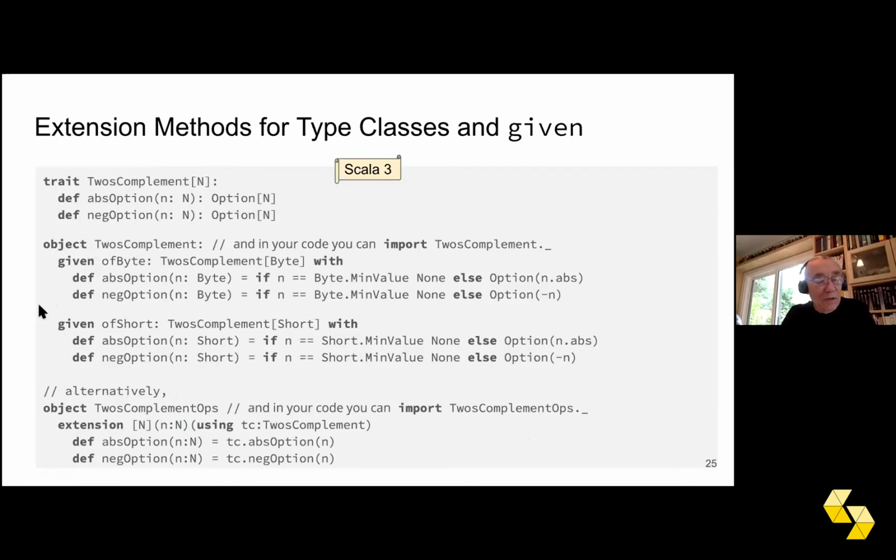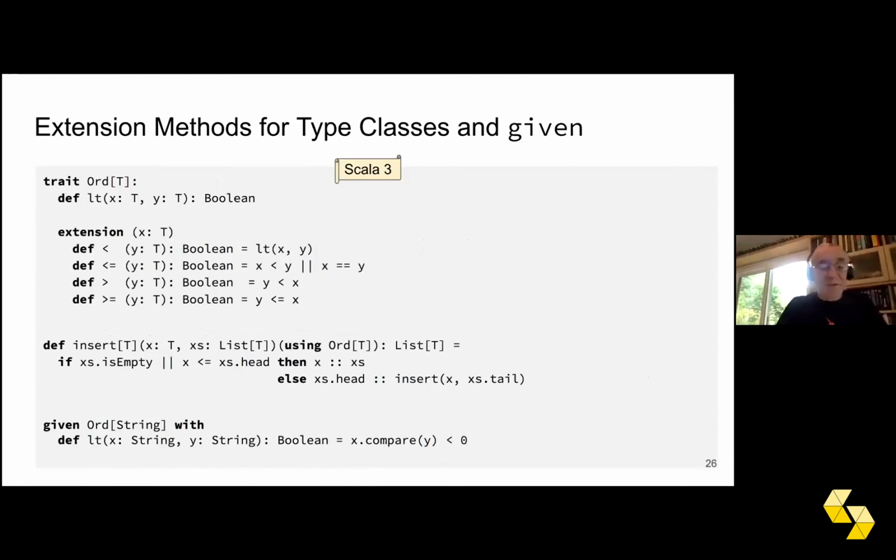So we could do this, or suppose we had TwosComplement defined for a specific type, and we could write an object TwosComplement. Well, you'll have to import something, and we define an extension instead of this given. We can define an extension for a given type n, using this TC, and we define absOption and negOption for our n type given that TC. And again, we can use these two's complements for Byte and Short, and they'll find something. So here we combine extension and given and implicits.